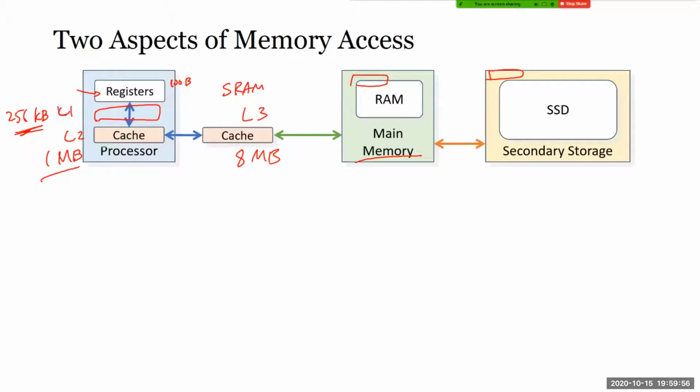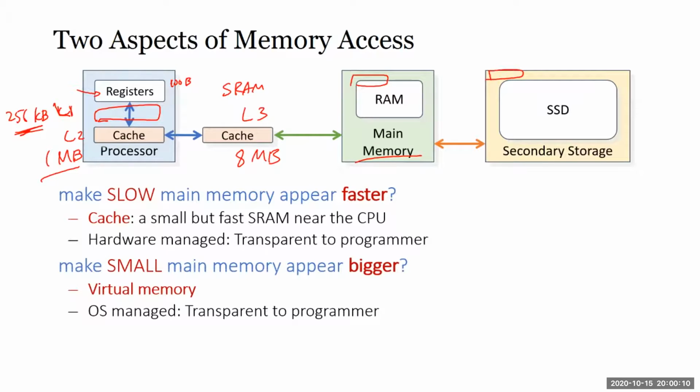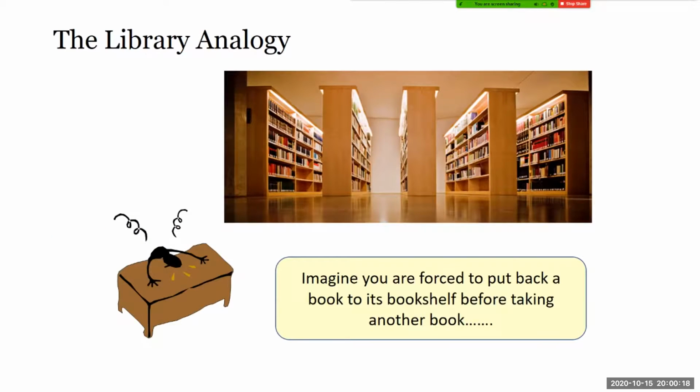L1 cache typically is right next to the processor. It's built using SRAM, so it's slightly slower, but it's close enough to the processor. So what we want to have is a small amount of memory that is very fast, but brought closer to the CPU. So this is the analogy of cache.